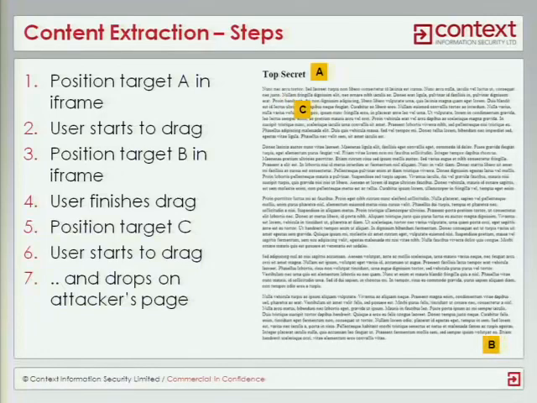So then the user finishes that drag, and then we need to get the user to drag again. And so in this case, we will target position C. At this point, all the text on the page will be selected. And then we get the user to drag. Again, in the example at the beginning, this would be moving a puzzle piece for the second time, and it would drag the content from the iframe and drop it onto the attacker's page. Now, I'm going to show you an example of this at the end, to see exactly how that works, when I show you the clickjacking tool.